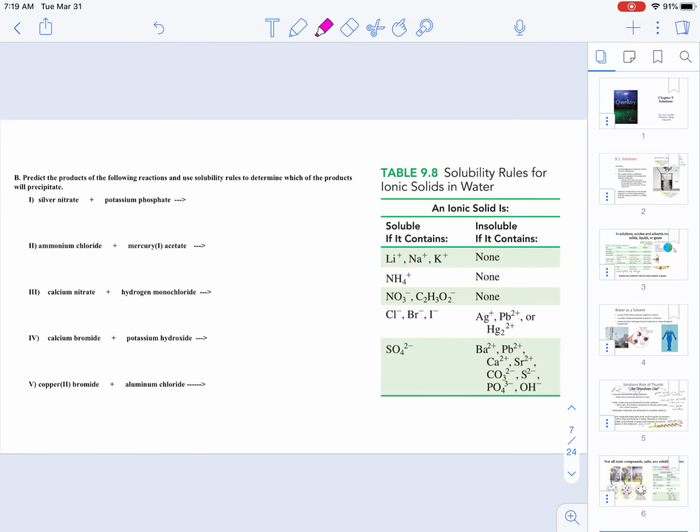So as you can see, if you printed the worksheet, right now I'm going to do problem B in the worksheet. The instruction says, predict the products of the following reactions and use solubility rules to determine which of the products will precipitate. Precipitate means that it will form a solid. So if these compounds are able to dissolve in water, we are going to designate them as aqueous. So we're going to put an AQ in parentheses just to designate that they are aqueous solutions.